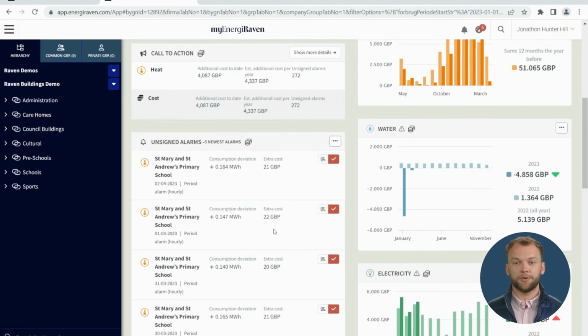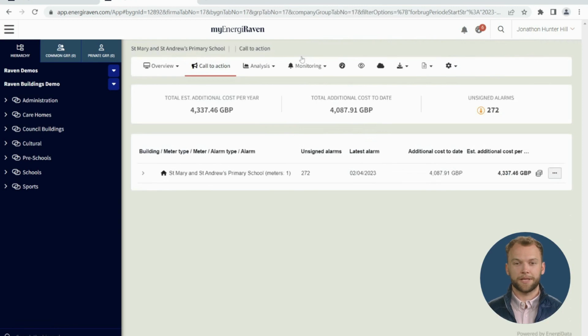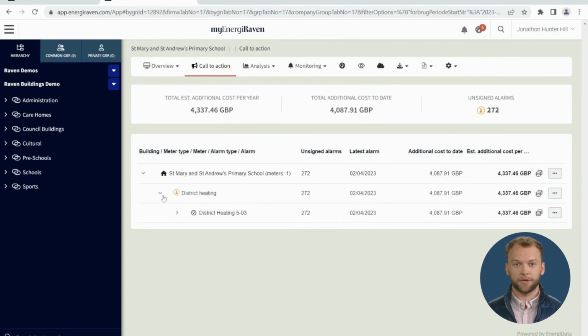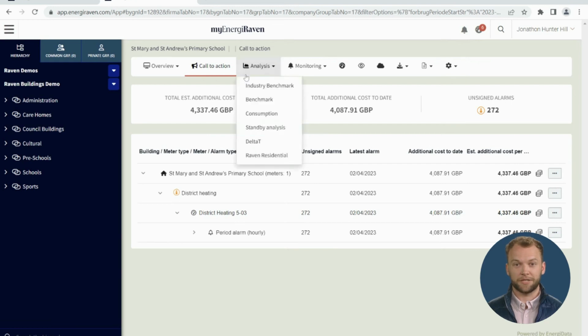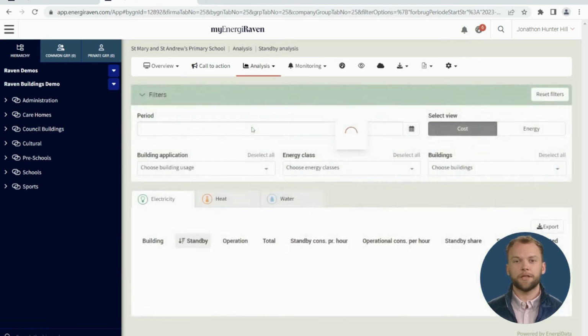Call to action notifies us of more general deviations in consumption based on a building's typical operation. This could be, for example, if our building has been consuming more heat than normal. Again, we can then prioritize any remedial actions based on the value of doing nothing. For the standby, min and max call to action, and alarm modules to work correctly, automatic meter readings are required as they deliver time-stamped data several times per hour.